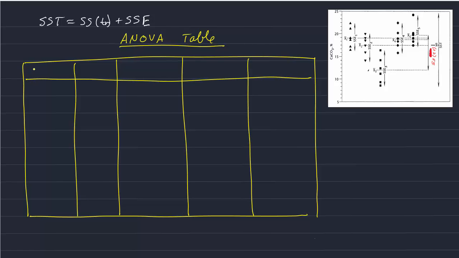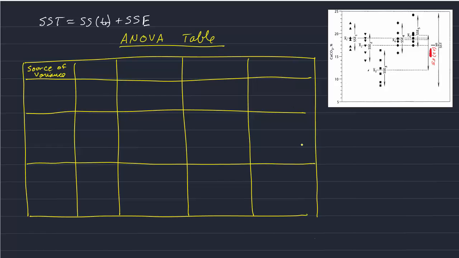So the first column of our table is the source of variance. And we have 3 sources of variance. Well, 2 sources that make up the total. The total's down here. And the first source is the variance due to treatments or sampling. And then we have a variance within each sample.